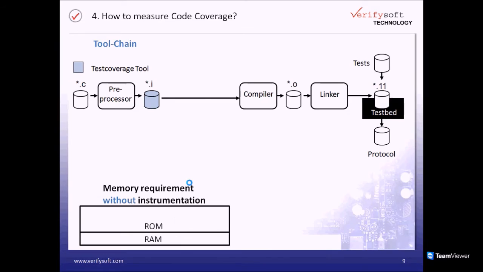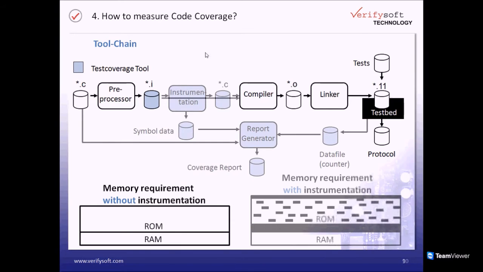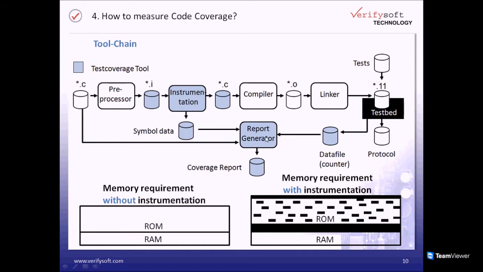And here we have the process with instrumentation, in blue-gray color, and at the end the report generator, which is key, and it takes two files basically. One is the symbol data, so all symbols used for instrumentation, and the other one holds the values of the counters stored in this data file with all the counting values, and then it will produce a report at the end. As you can see here, the memory requirement with instrumentation is a bit higher.